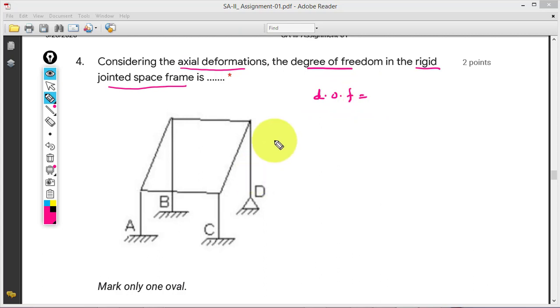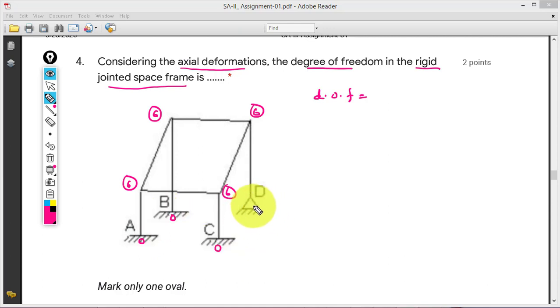The frame is a rigid jointed space frame. As we know, at each joint in a rigid jointed space frame, we will have 6 degrees of freedom: 3 translations and 3 rotations are possible. So this joint is 6, this joint is 6, and this joint is 6. And here we have a fixed support, so it is fully restrained and no movement is possible. Here also 0 degrees of freedom, and here also 0 degrees of freedom.